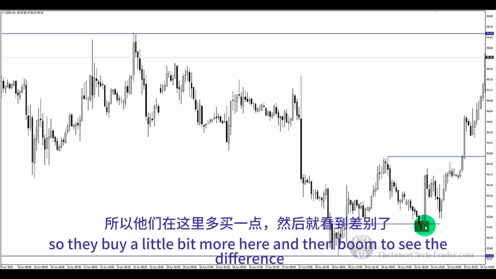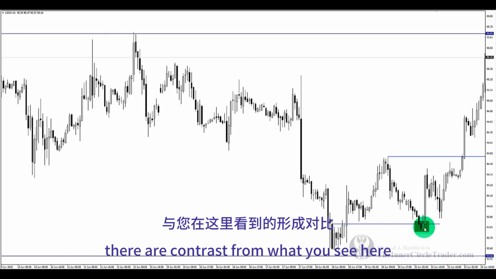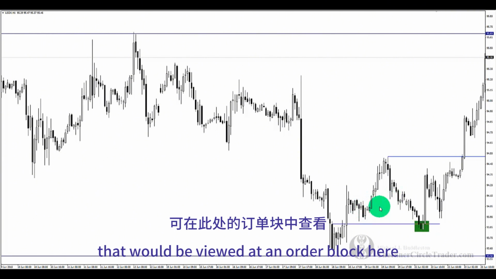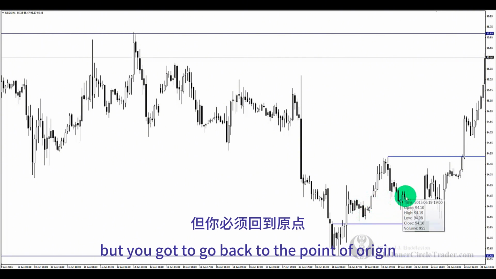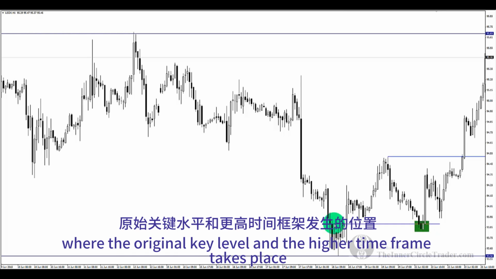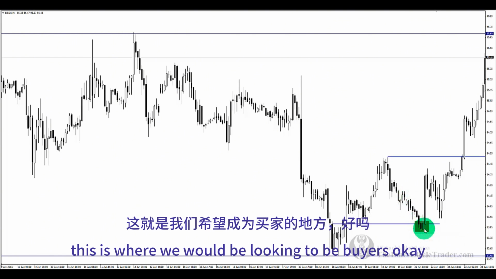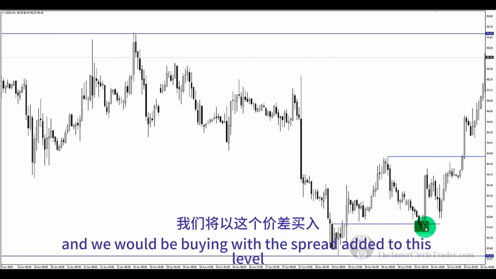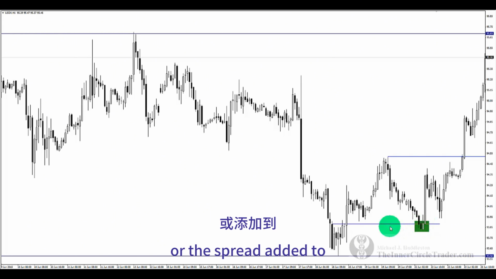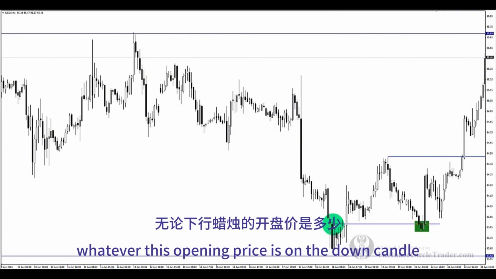So they buy a little bit more here, and then boom, see the difference, the contrast from what you see here. It would be viewed as an order block here. There's a little bit of bounce in here, but you've got to go back to the point of origin where the original key level in the higher time frame takes place. When it comes back down to that level here, this is where we would be looking to be buyers. And we would be buying with the spread added to this level, or the spread added to whatever this opening price is on the down candle.